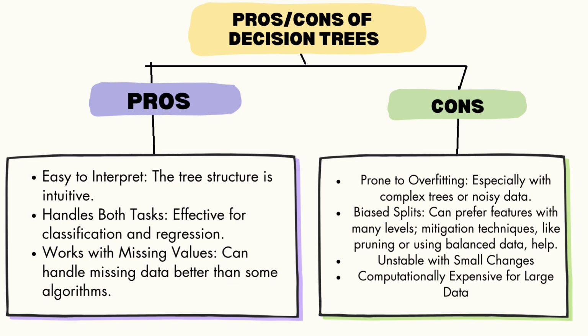8. Final remarks on decision trees. Pros and cons summary. Decision trees are straightforward and interpretable, ideal for both classification and regression. However, they can overfit, especially without tuning, and may show biased splits if data isn't balanced.